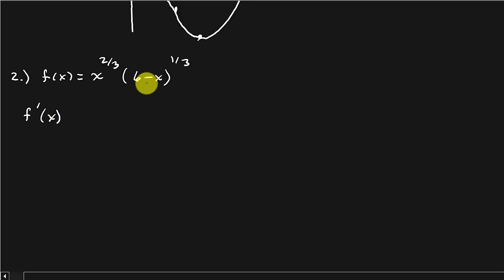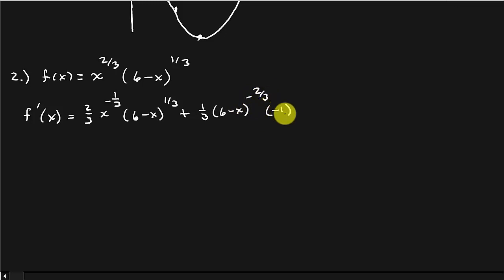But remember, this is product rule. So the product rule says the derivative of the first function, so the 2/3 comes down, and that's x to the negative 1/3 times the second function, plus the derivative of the second function, so that's 1/3 times 6 minus x to the negative 2/3 times negative 1, what's the derivative inside the parentheses, times the first function. All right, so that would be your first step there.